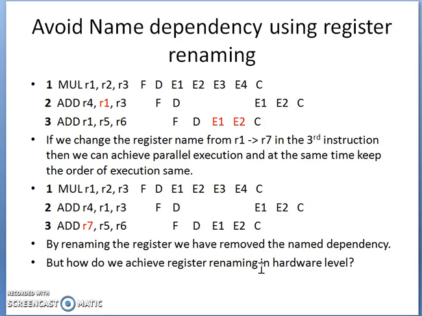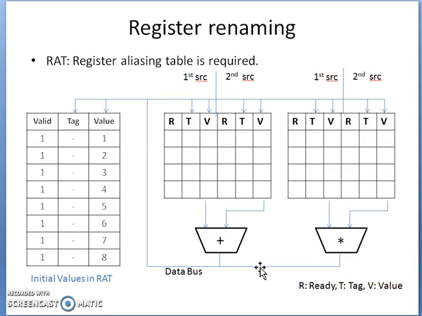So how do we achieve register renaming? We use a RAT table, that is a register aliasing table. This register aliasing table is mapped with the ARF using an external control logic, where ARF stands for architectural register file. The RAT table has valid, tag, and value fields in it. Henceforth, when we access a register, we access the RAT table and not the ARF directly.